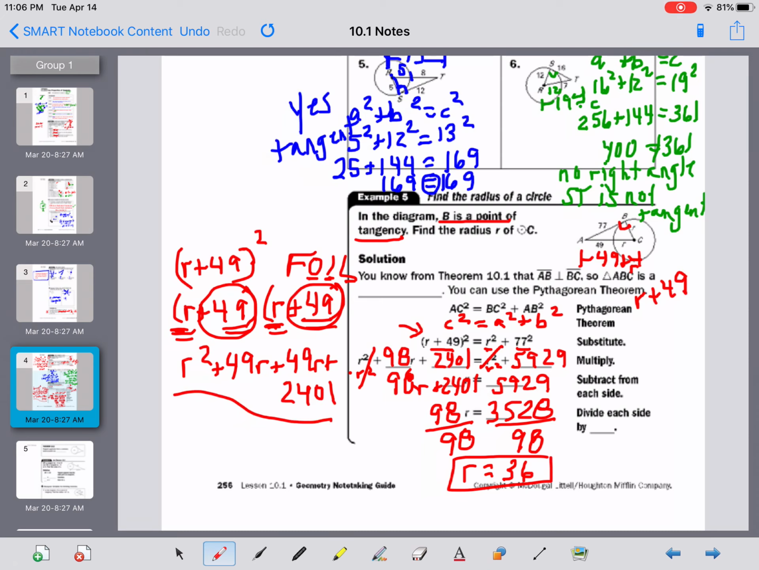But I can't stress enough, the biggest mistake people make in this problem is forgetting to FOIL. When they get to this over here, you have to remember to FOIL, or else your r squareds will cancel and you'll have nothing left. If you don't FOIL, you don't end up with this r term in the middle, and that's where the biggest mistakes come from. So make sure you remember to FOIL. All right, moving on to page 5.